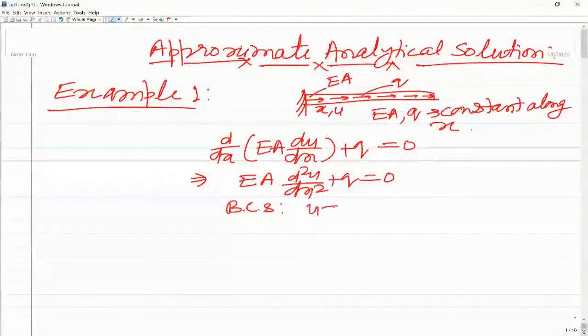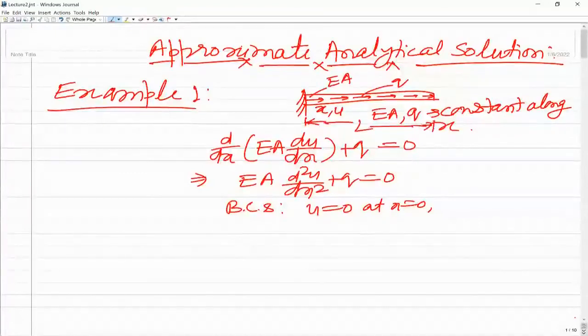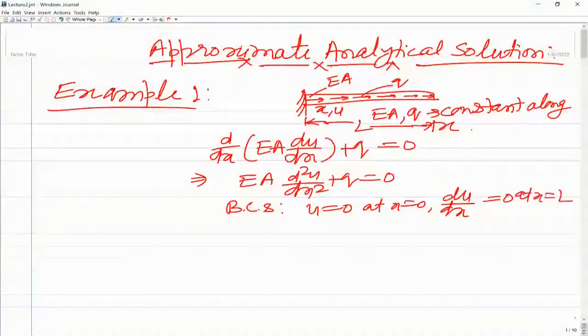u equal to 0 at x equal to 0, that is one boundary condition. The total length is, let us say, L. Also, I had discussed that du by dx for this case is 0 at x equal to L. So these are the boundary conditions. So this particular deformation in the rod is governed by this differential equation and these two boundary conditions.